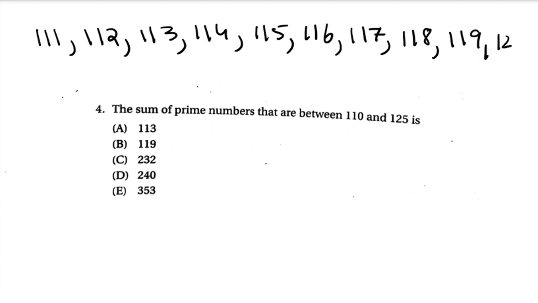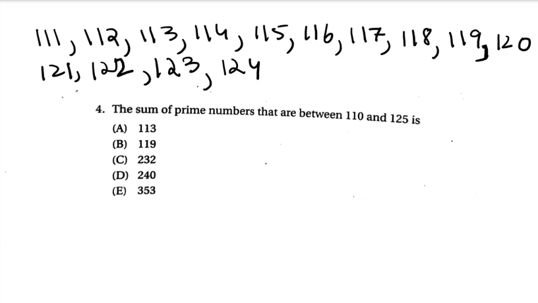119, 120, 121, 122, and 123, 124. First of all, we need to cancel out the numbers that are having an even number at the last. So this one is gone away. Let's cancel out with a different color. This is gone away. This is gone away. This is gone away. This is gone away. This is also gone away.